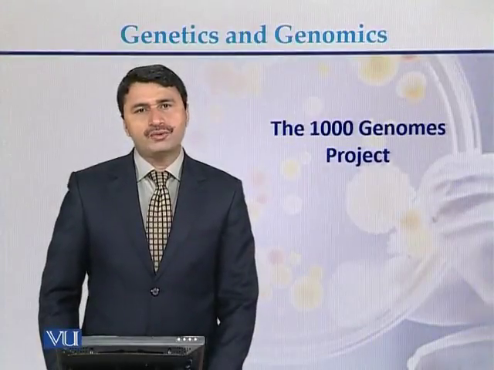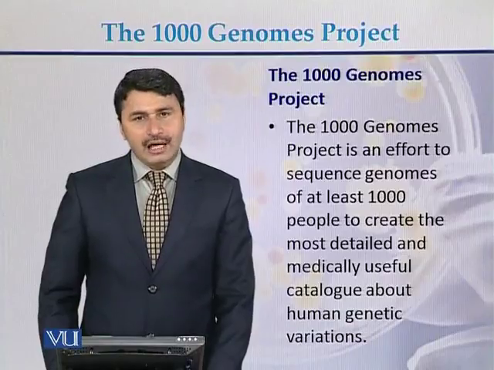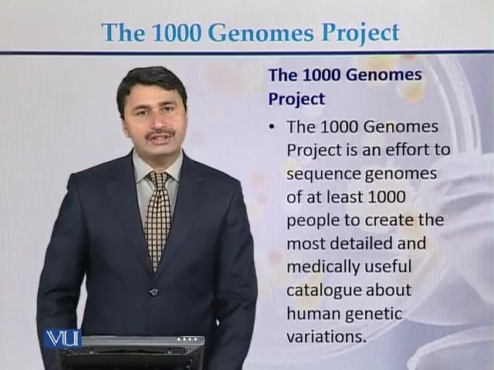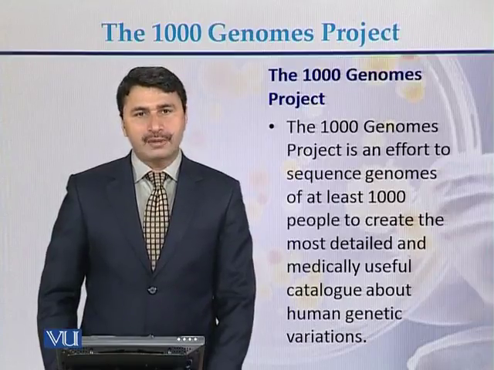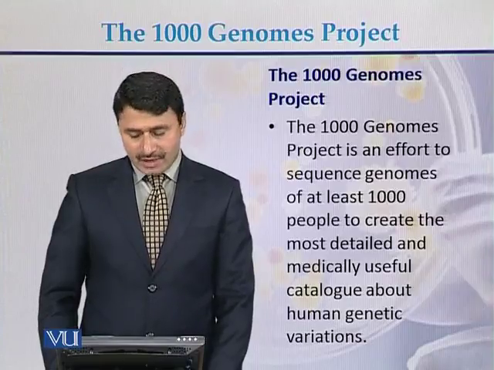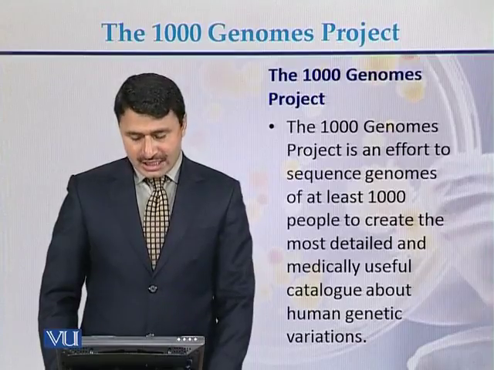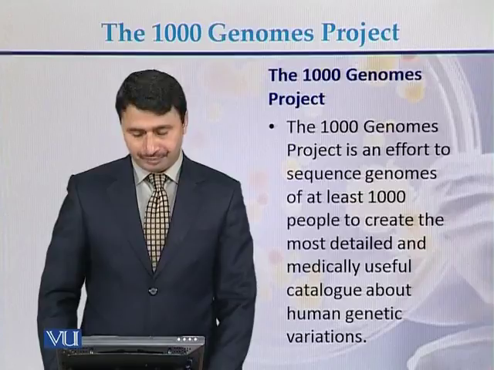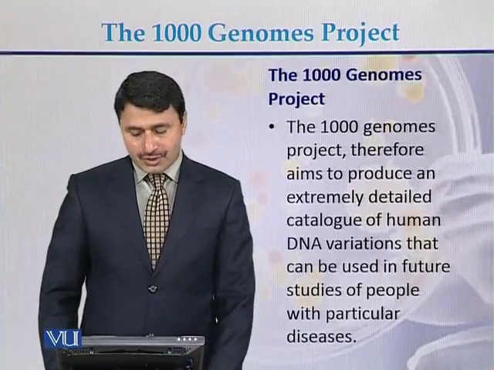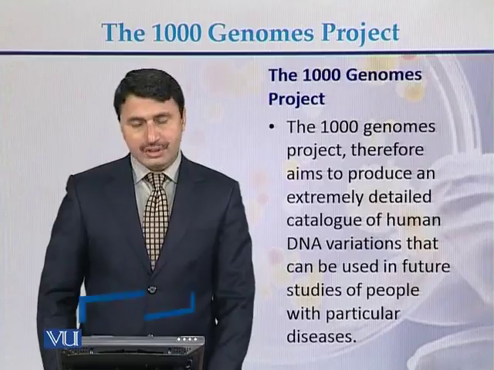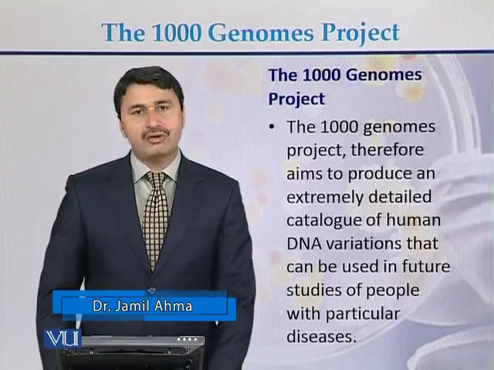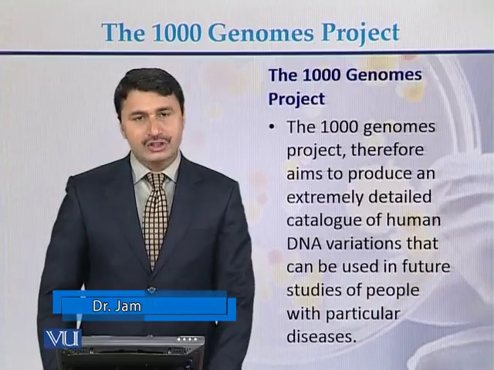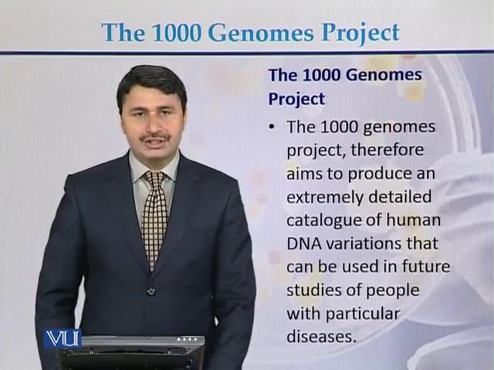The 1000 Genomes Project. The 1000 Genomes Project was an effort to sequence genomes of at least 1000 individuals. The purpose of this project was to create the most detailed and medically useful catalog of human genetic variants. The 1000 Genomes Project therefore aimed to produce an extremely detailed catalog of human DNA variations that can be used in future studies of people with particular diseases.